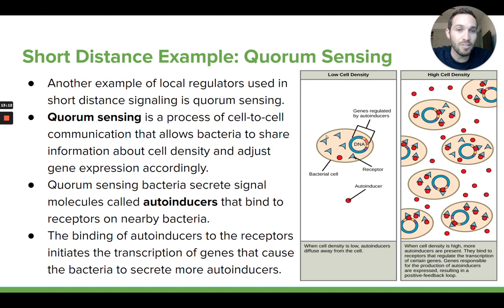And when there's not a lot of bacteria cells, if there's a low density of bacteria cells, there's not going to be a lot of autoinducers around. So there's going to be a low concentration of autoinducers. But let's say you have a situation where there's lots of bacteria cells, a high density of bacteria cells. All of those bacteria cells are going to be releasing these autoinducers. And so there's going to be a high concentration of autoinducers in this environment, in this area.